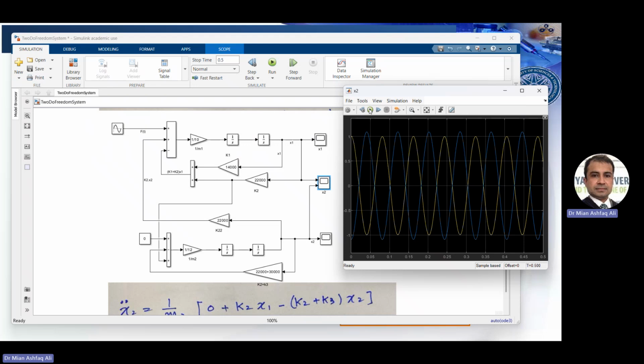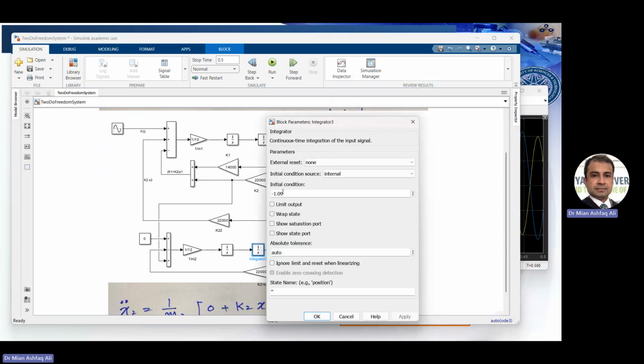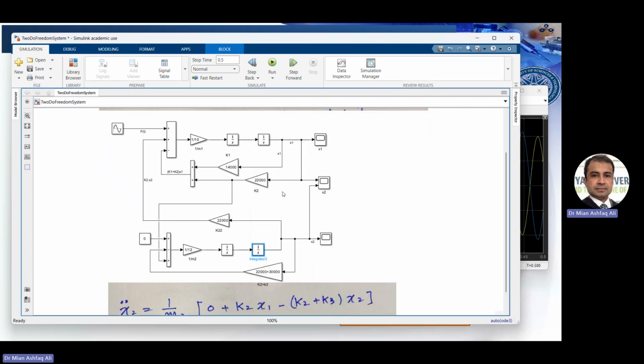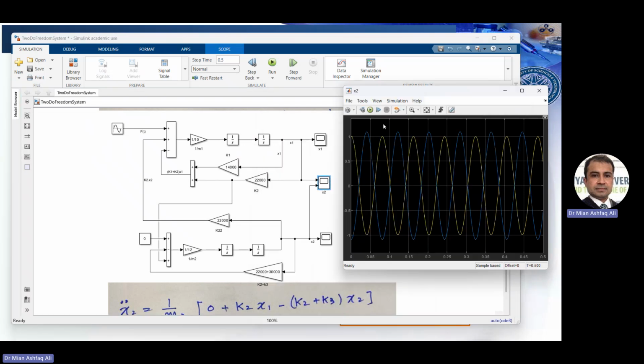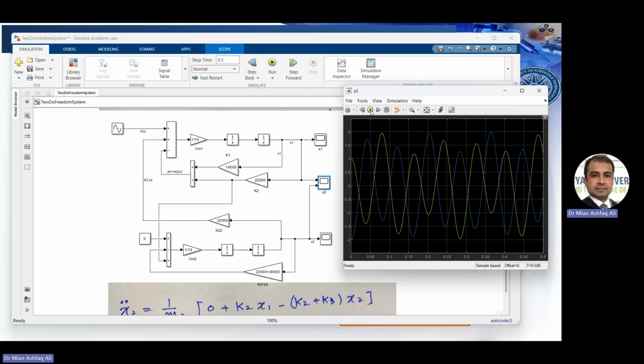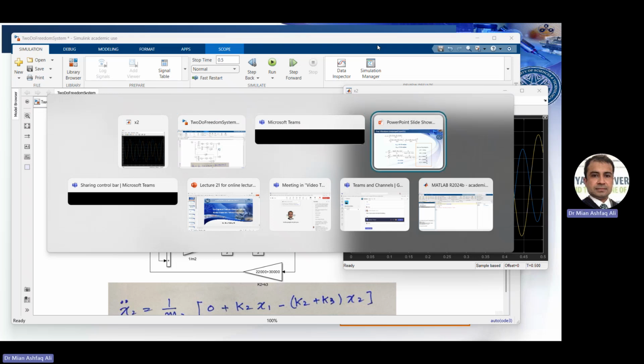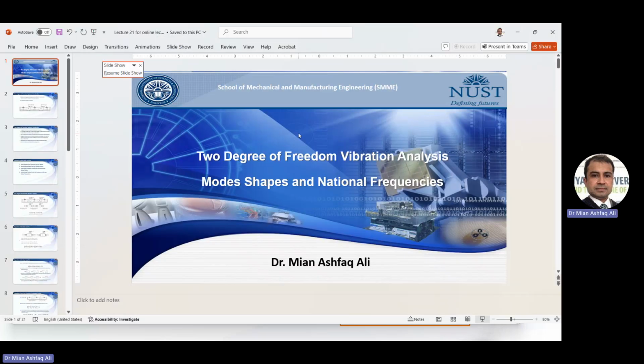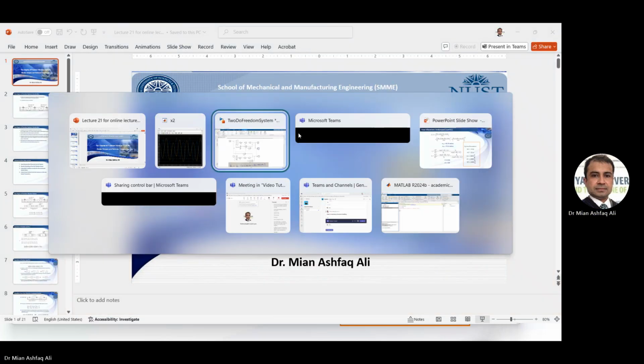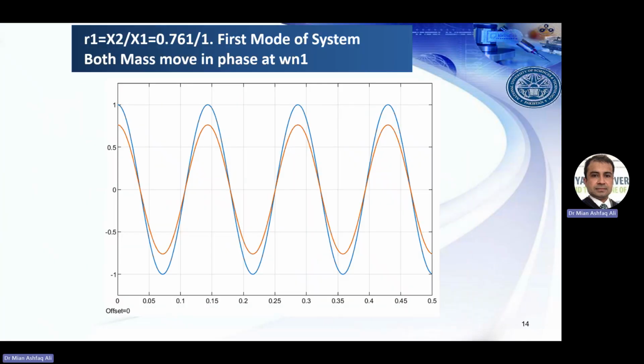And similarly, if we don't maintain this ratio, say I make it minus 2, minus 3, this second mode will again disappear, and it will go to a very awkward motion which is very different from the first and the second natural mode. Now coming back to the slides. So this is what we learned.